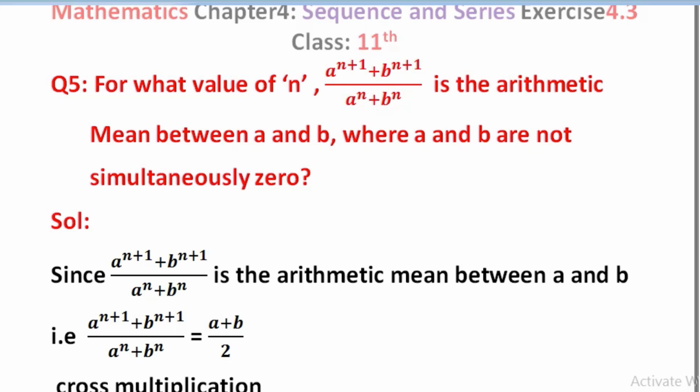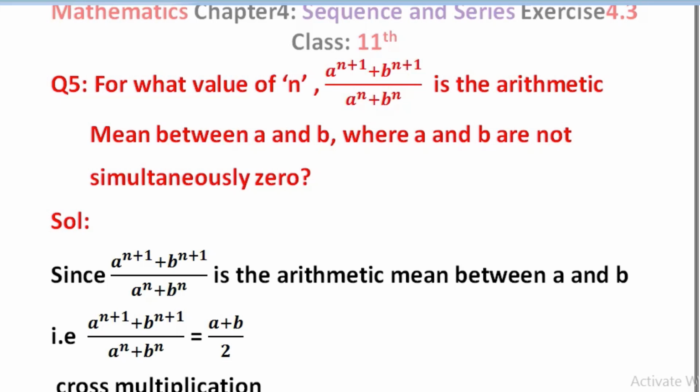In this lecture I will solve exercise number 4.3 question number 5, that is most important from the paper's point of view. So let's start. For what value of n is a power n plus 1 plus b power n plus 1 divided by a power n plus b power n the arithmetic mean between a and b, where a and b are not simultaneously 0.